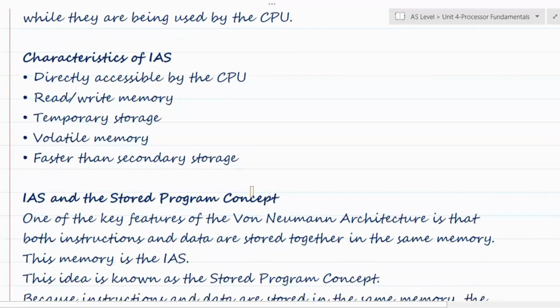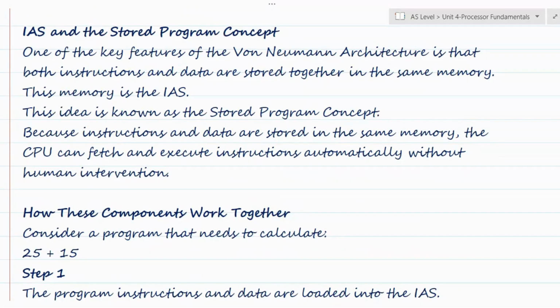Now, one of von Neumann's most important ideas was that instructions and data should be stored together in the same memory. That memory is the IAS. This allows the CPU to fetch instructions automatically and execute them without human intervention. This principle forms the foundation of modern computing.